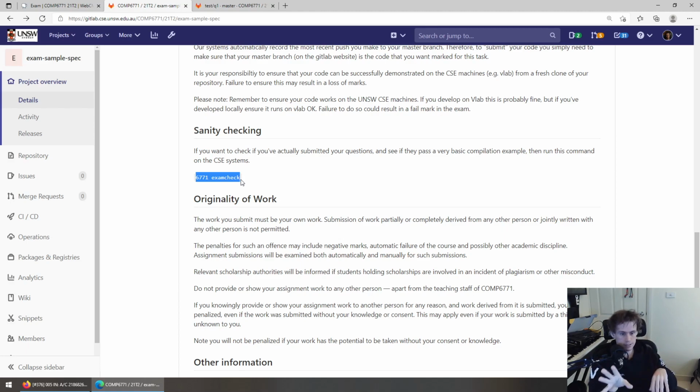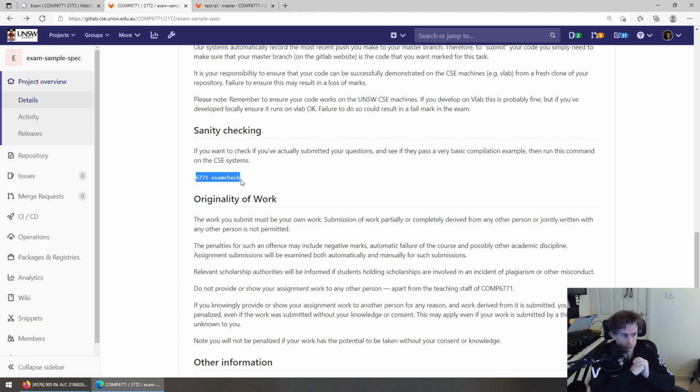So if you can run this command and your code works, that is an extremely high guarantee that you'll at least get some marks for the questions. Because obviously more complex tests we write might cause your code to not compile, particularly for question 2. But you should kind of rest easy if that command works.